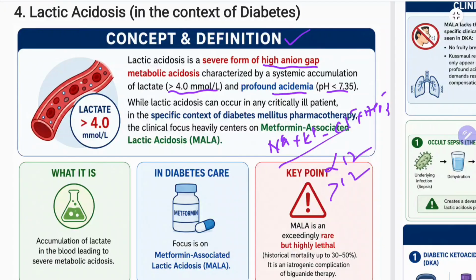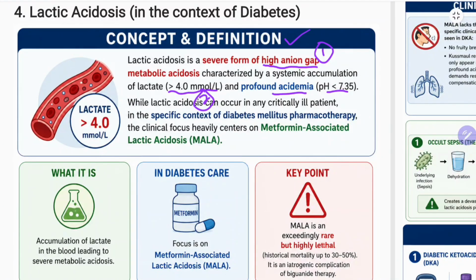There should be a high anion gap, number one. Number two, there should be a high lactate level, more than 4 millimole per liter. Number three, there should be acidosis, pH less than 7.3, actually you can say 7.35. Okay, three things: high anion gap, pH decreased, lactate levels increased.